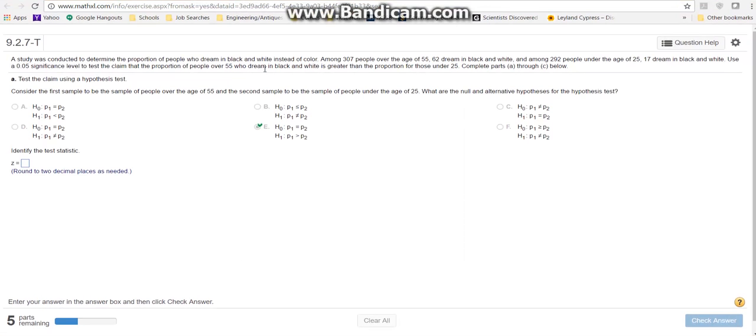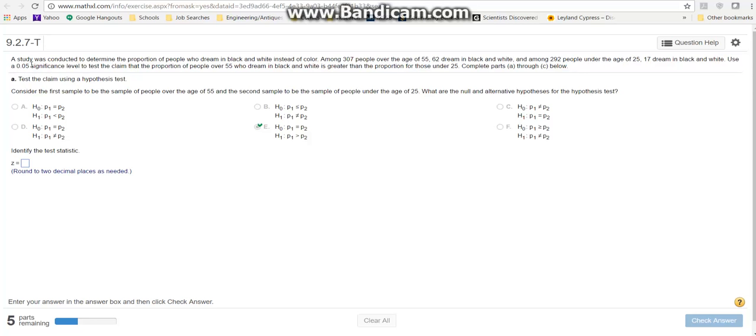Hi class, let's take a look at this problem right here. We have a difference of proportions test. A study was conducted to determine the proportion of people who dream in black and white instead of color. Among 307 people over the age of 55, 62 dream in black and white, and among 292 people under the age of 25, 17 dream in black and white.